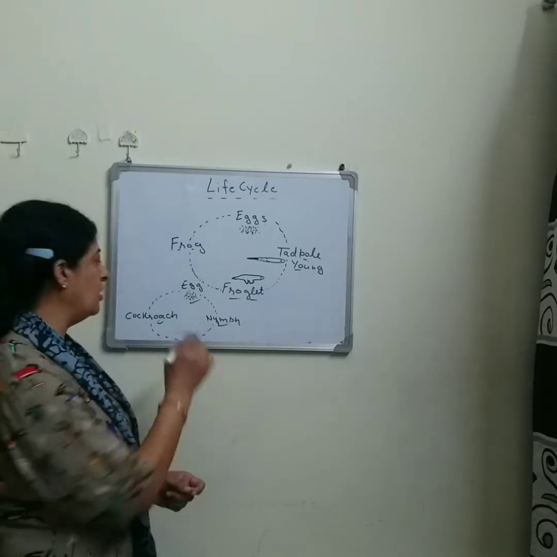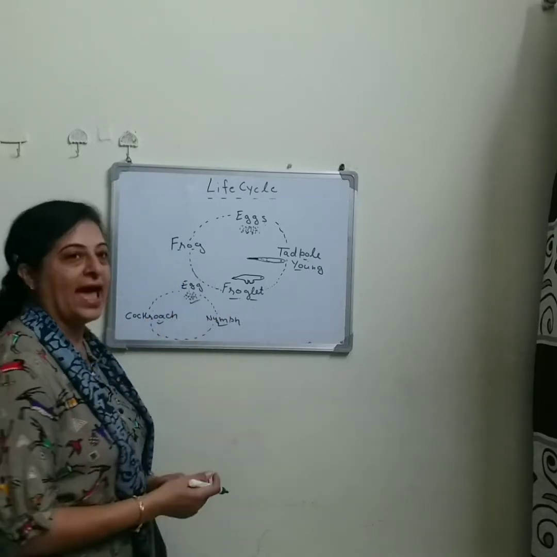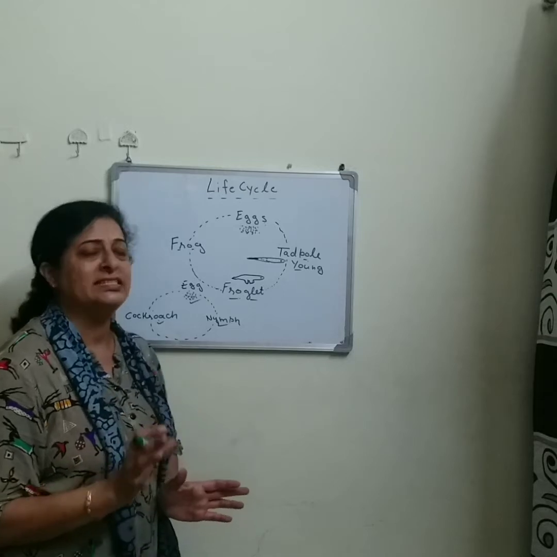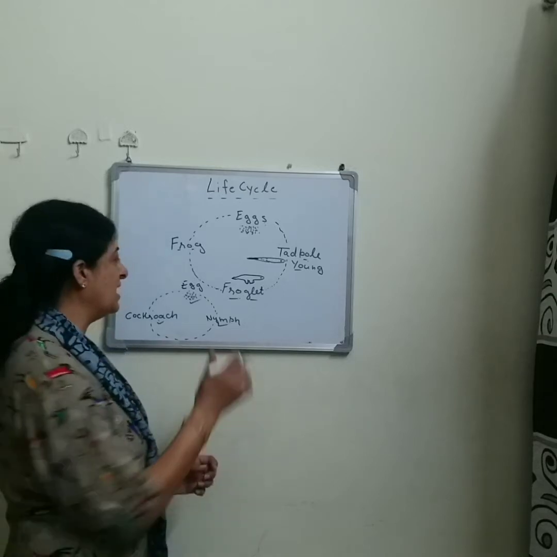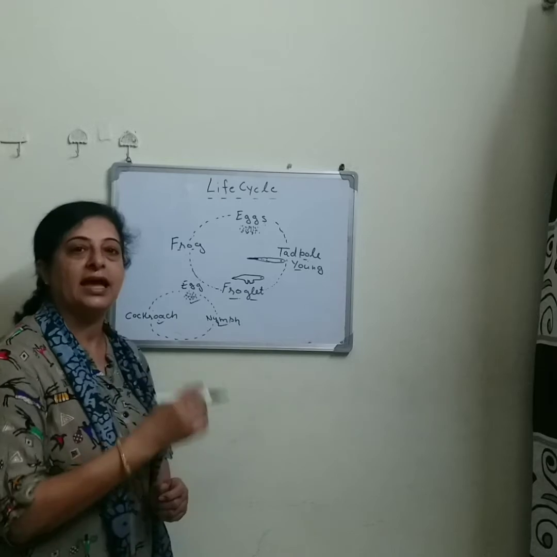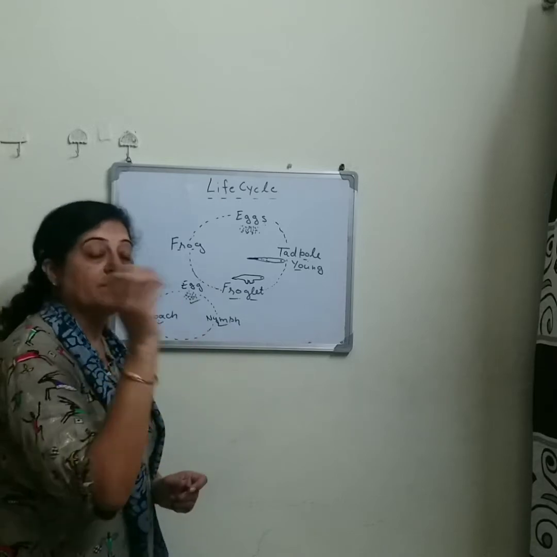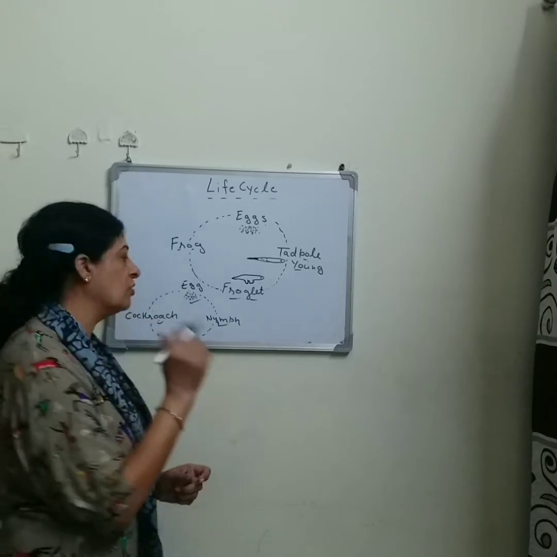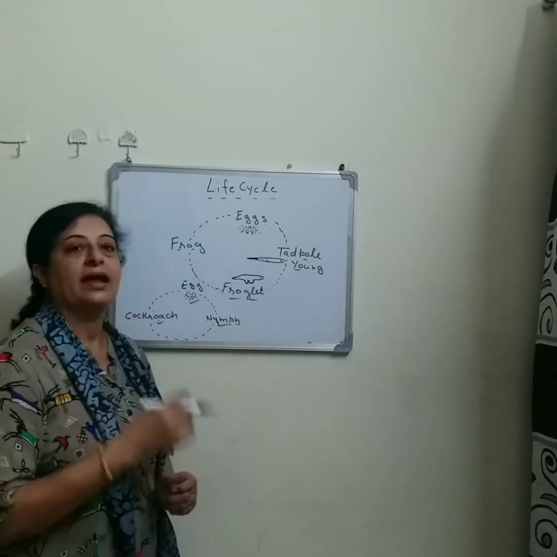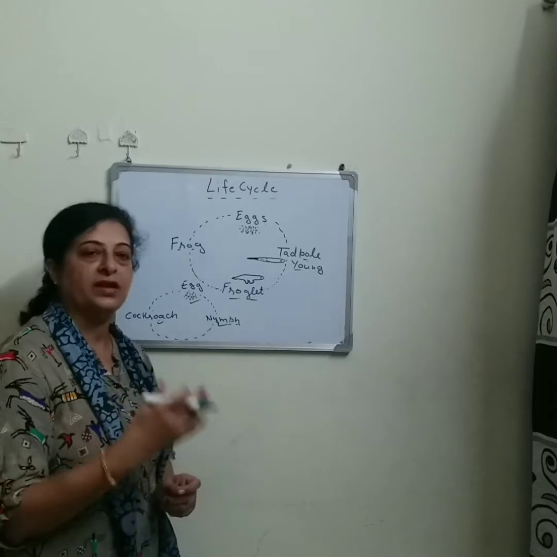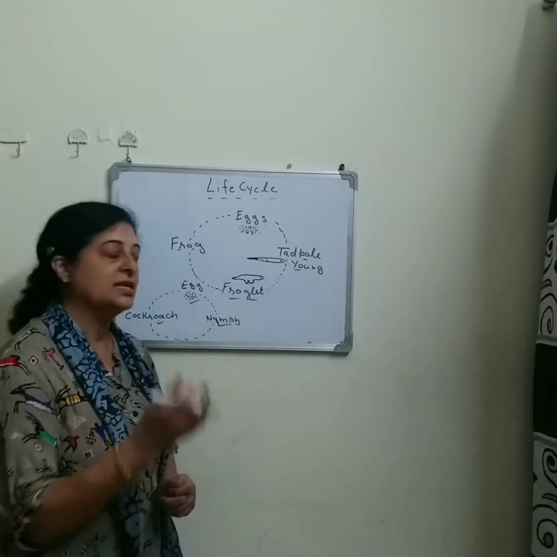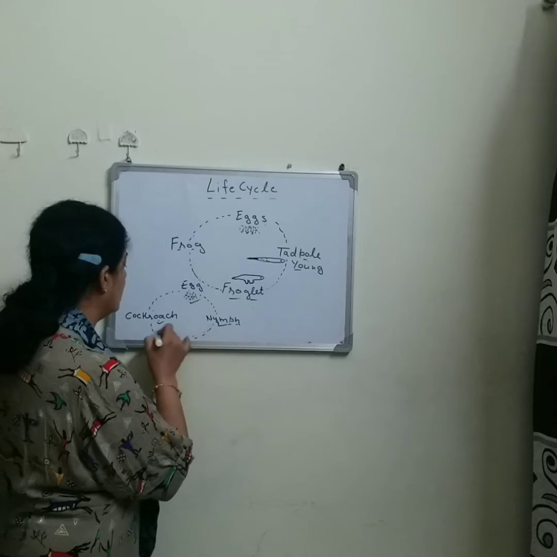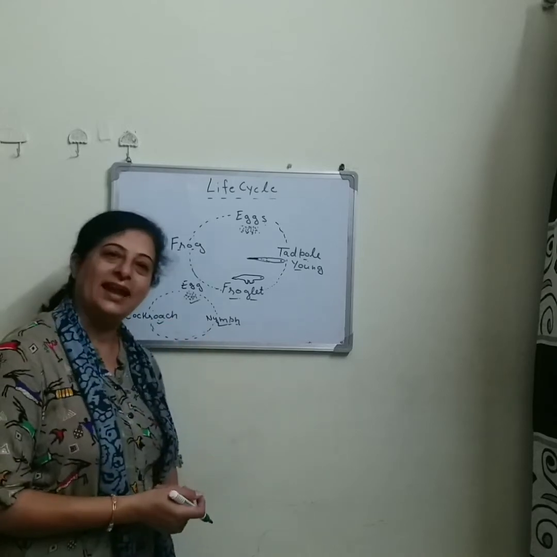First of all, an adult cockroach lays eggs in dark, damp places. After some time, small baby cockroaches hatch out from these eggs, and these baby cockroaches feed on different substances, and after that they grow into adult cockroaches.